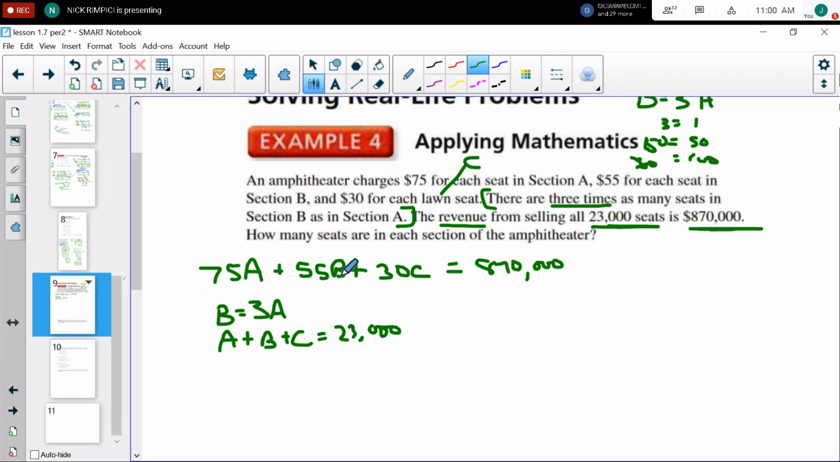I have a money equation. I have the fact that the number of seats in section B is 3 times the number of seats in section A. And I also know the total number of seats inside this theater is 23,000, which means all the seats in A plus all the seats in B plus all the seats inside C have to equal 23,000. That's what I know so far.